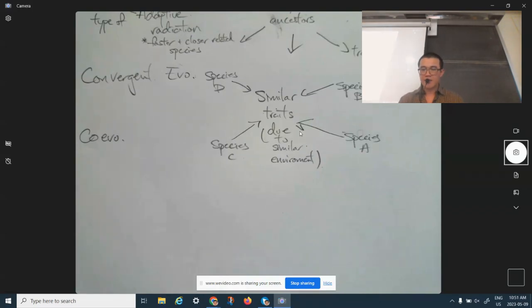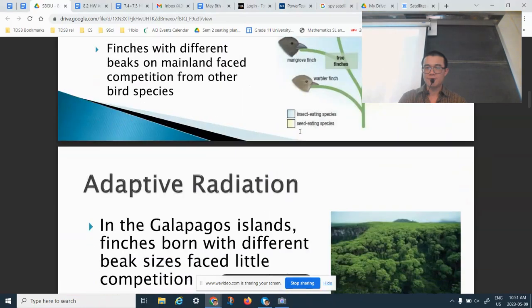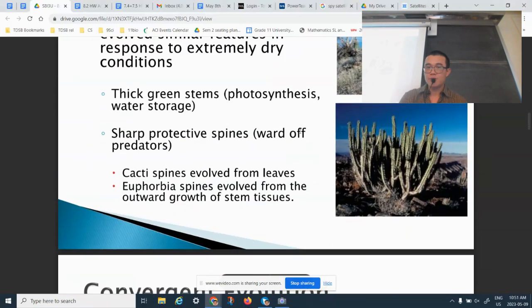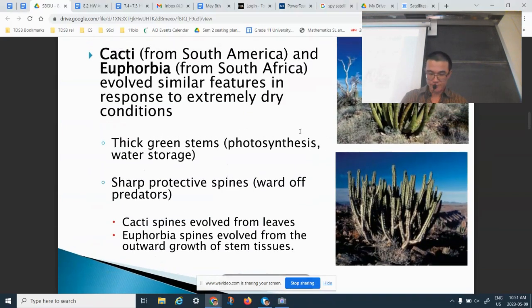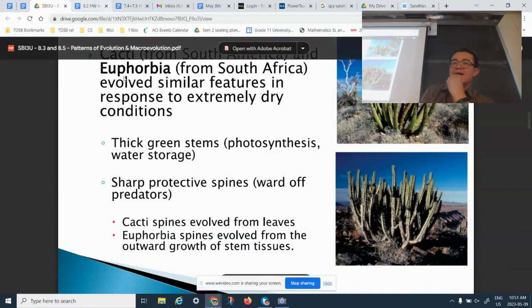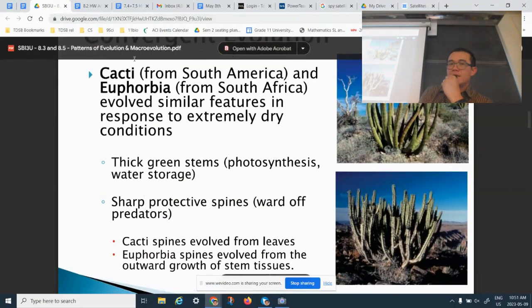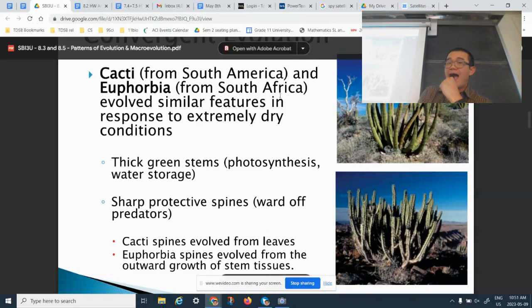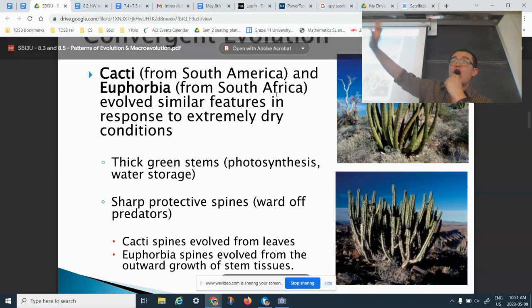Now, I don't really like the first example that is in our slide where they talk about two different flightless birds. I do like this one better. Do you like this example better? So if you look here, two different plants. One is cacti from South America, and this one euphorbia, I guess, from South Africa. Two different continents.